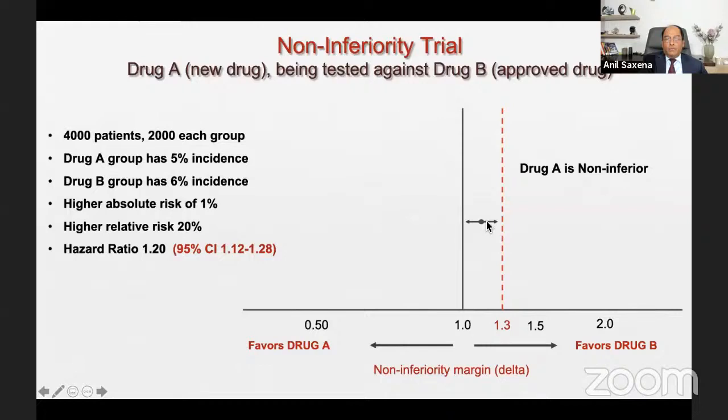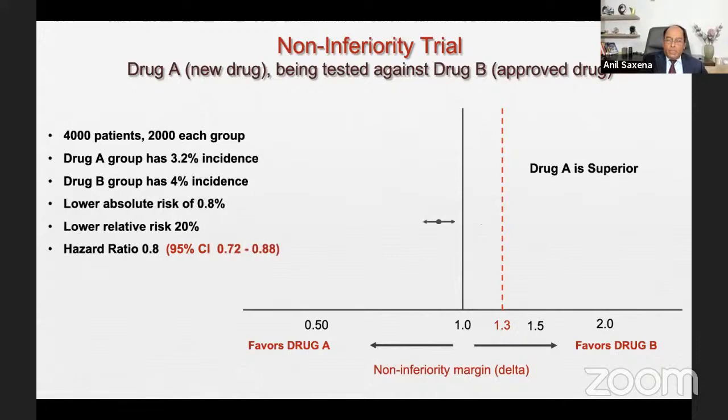This is the advantage for the people who want to do a non-inferiority trial, that they just want to show that the drug is not very bad. Slightly bad is okay, but not very bad. So they set up a non-inferiority margin or delta. And if your upper bound does not cross this line, then the trial is declared that the drug is not inferior, that is, it is non-inferior. And if it falls on this side, then of course it is superior.